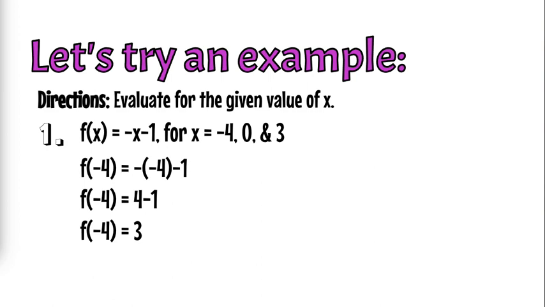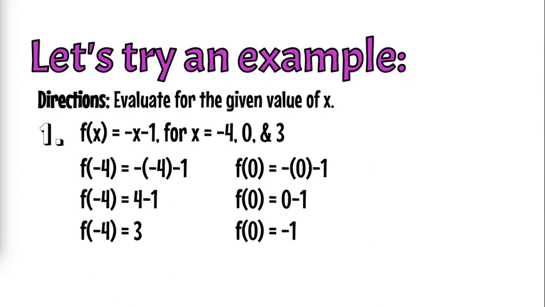Now we want to evaluate f for x equals 0. So we're going to plug in 0 everywhere we see an x. So f of 0 equals negative 0 minus 1. There's no such thing as negative 0, so it's just 0 minus 1. And that simplifies to negative 1. So f of 0 equals negative 1.